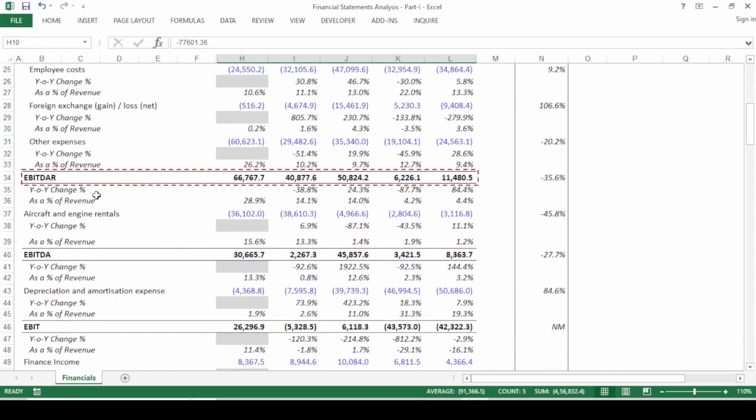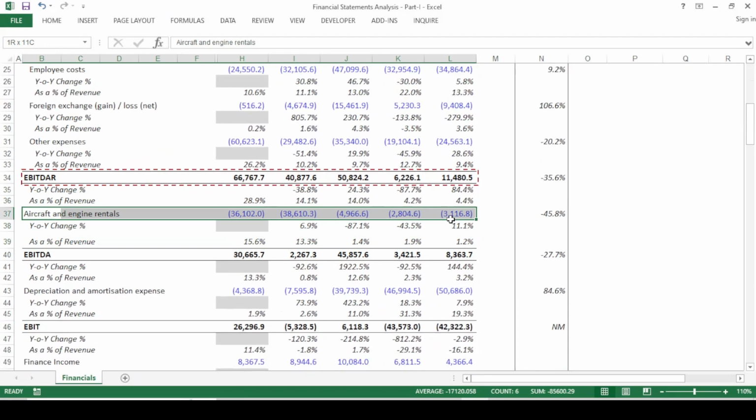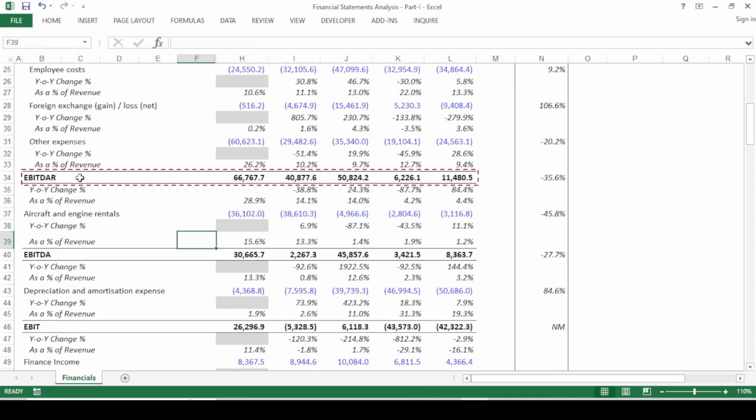Now there is a profitability metric called EBITDAR, which means earnings before interest, tax, depreciation, amortization, and rent. As you can see here, we have a line item called aircraft and engine rentals. So basically, before expensing the rentals for these leases, what is the profitability that the company is generating? This is that metric, EBITDAR.